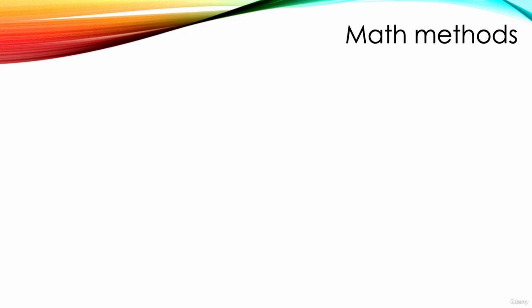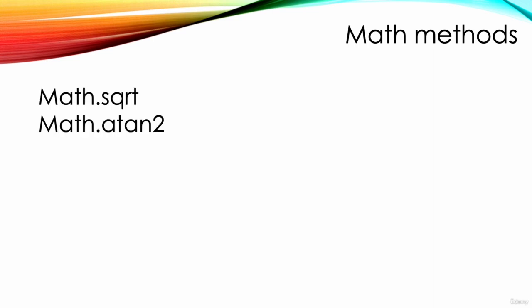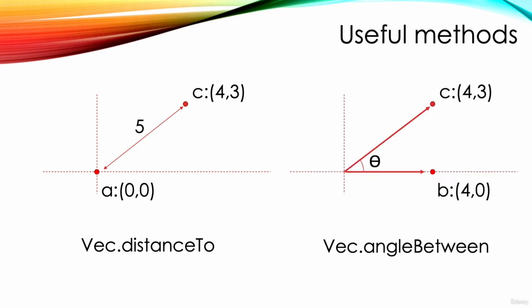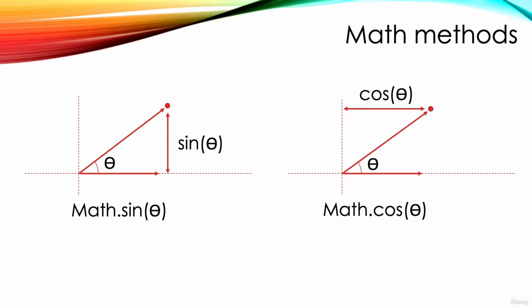So far you've met SQRT, ATAN2 and ABS methods and the constant pi from the math object, and have learned how to find the distance between 2 points in 2D space and the angle between two 2D vectors. Two other methods that are invaluable in games are the sine and cos methods.